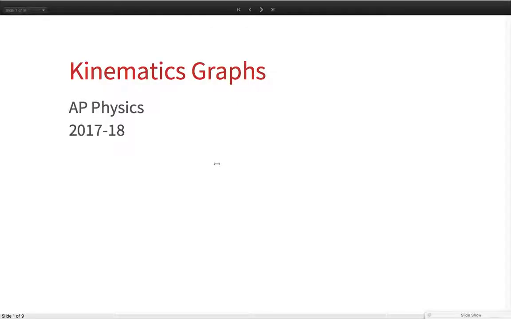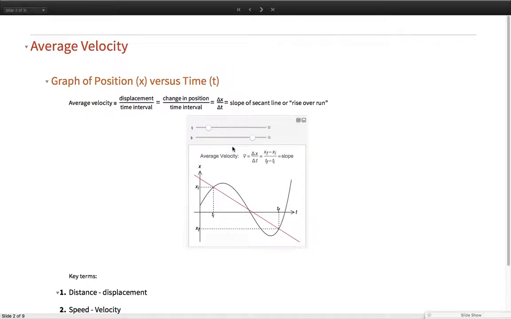Okay, here we're going to look at some of the fundamentals of kinematic graphs. First, we'll go over some basic terms. So here we have a position time graph. We can use this to show the difference between distance as opposed to displacement.